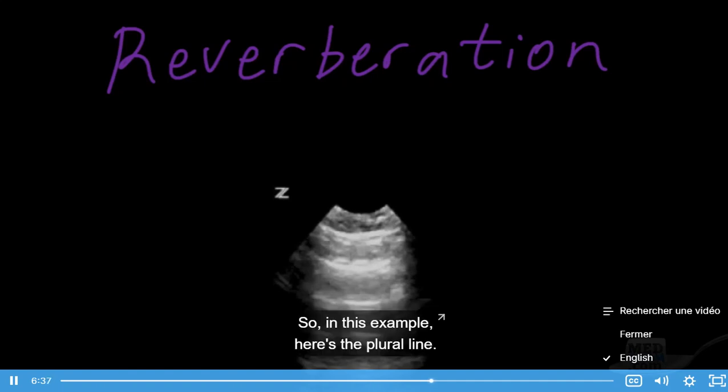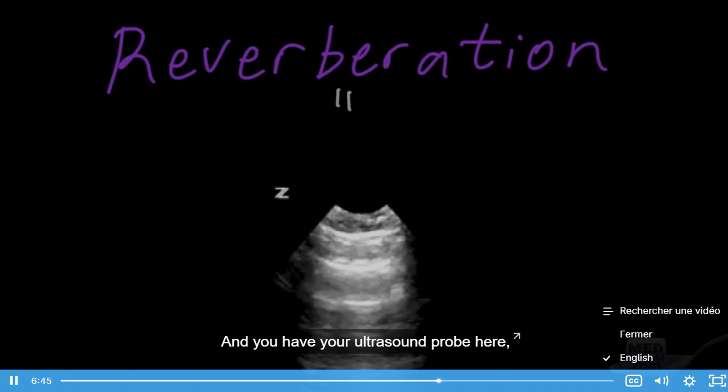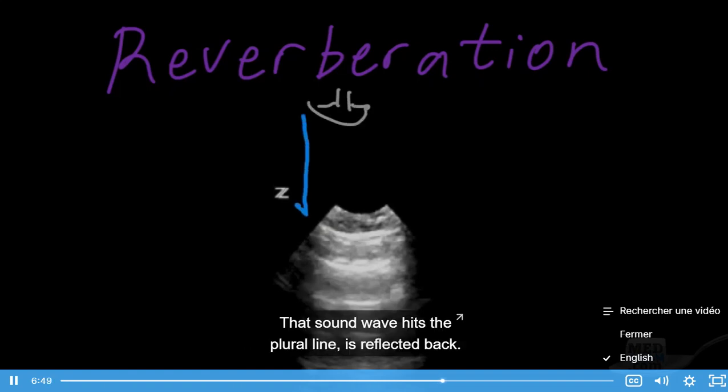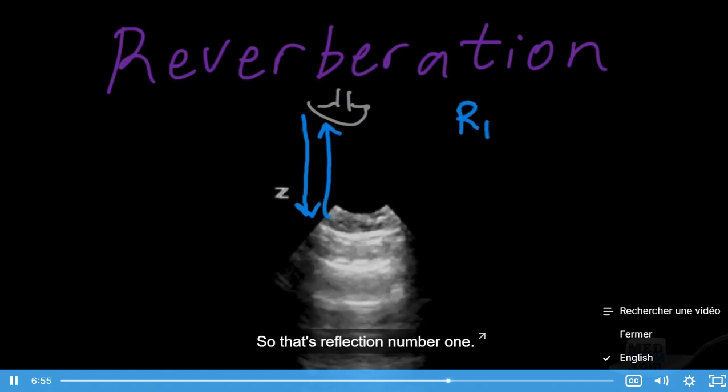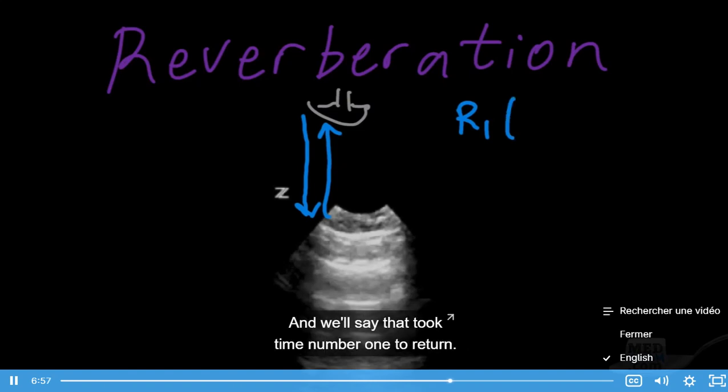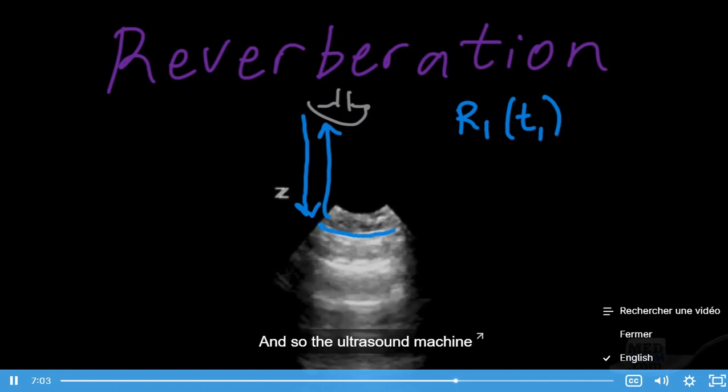So in this example, here's the pleural line. It's a real structure, it's not artifactual, in the lung. And you have your ultrasound probe here, and it's going to send out a sound wave. That sound wave hits the pleural line, is reflected back. So that's reflection number 1. And we'll say that took time number 1 to return. And so the ultrasound machine displays that as the pleural line.